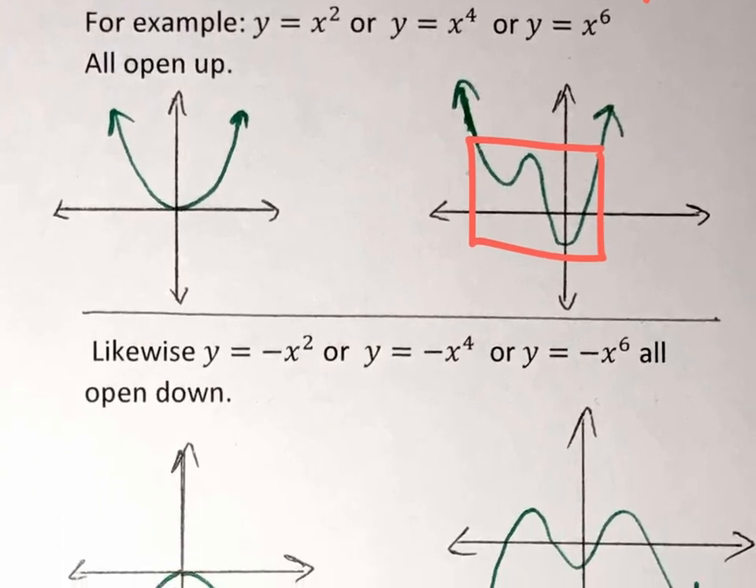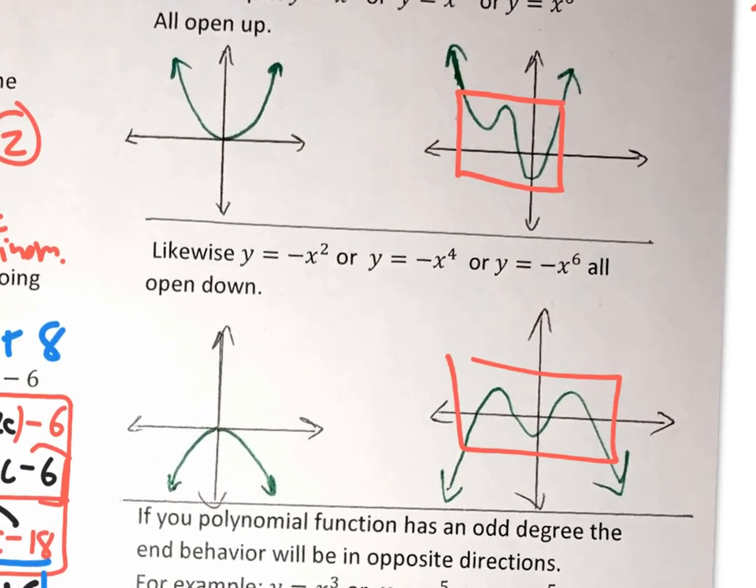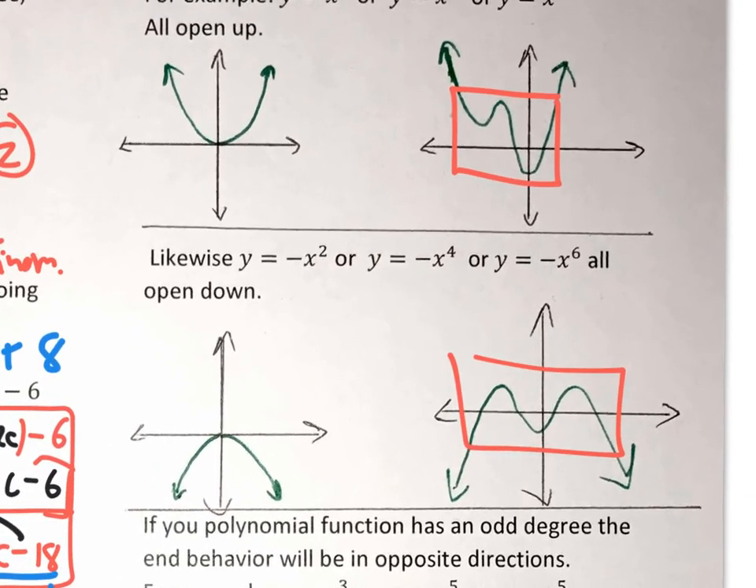So on this example and on this example, the a value is positive, and that's why it's opening up. But if you look at this example down here, it says likewise, if you have an even degree function and your a value is negative, then it's going to be opening down, but it's still the same thing. The end behavior is still in the same direction. So the end behavior is down here. So when your degree is even, the end behavior is going to be in the same direction. You're going to be opening up here or down here, depending on if your a value is positive or negative.